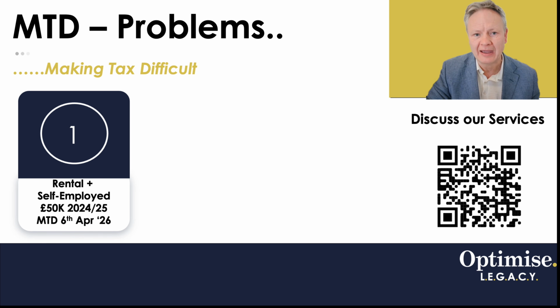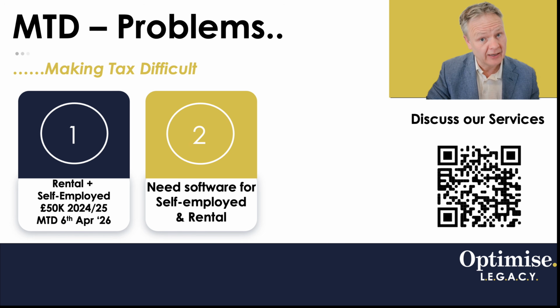you have £50,000 worth of gross income, ignoring costs, or self-employment, adding on your rental property business, £50,000 or more, you will be sucked into MTD if that income was on the 24-25 tax return. MTD, 6th of April 2026. You need to be involved in this. You need software for your rental business, and if you've got self-employment business activities as well, you need a separate license. This can be very expensive for you.